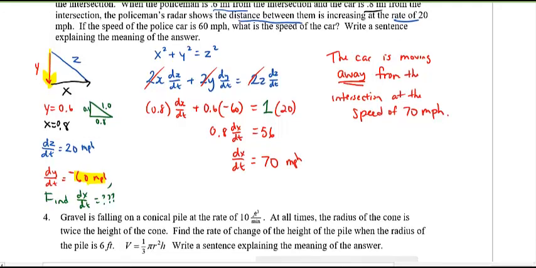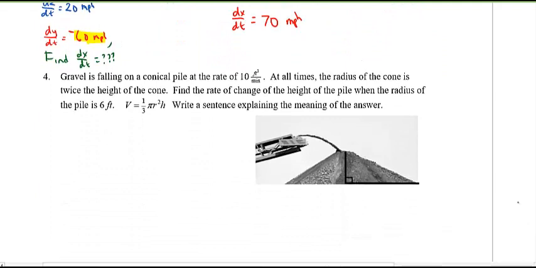Alright, last example here today. Ooh, gravel. It's falling onto a conical pile at a rate of 10 feet cubed per minute. By the way, sometimes looking at the units of a rate will help you determine what you're trying to define that as. It says at all times the radius of a cone is twice the height of the cone. The radius is twice the height. Okay. And then it says find the rate of change of the height when the radius is 6 feet.